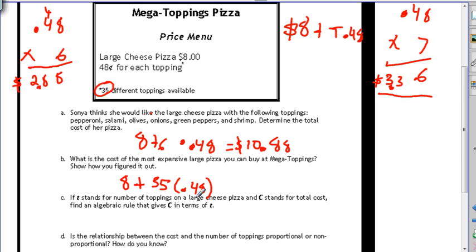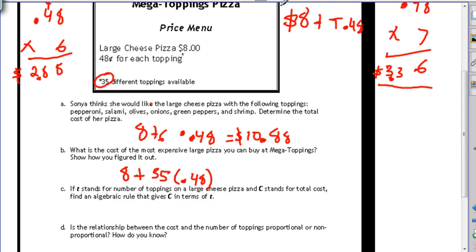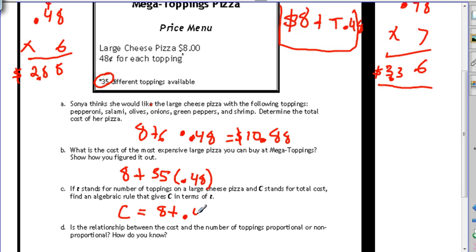This is going to be the last of the help right here. For part C, make an algebraic rule. I kind of gave the rule already right here. We just have to use the last variable. So C is the cost. How much does a pizza cost? It's $8 plus the number of toppings times 48 cents. So it's going to look like this. Let me make this look a little bit better. It's 8 plus 0.48 T.